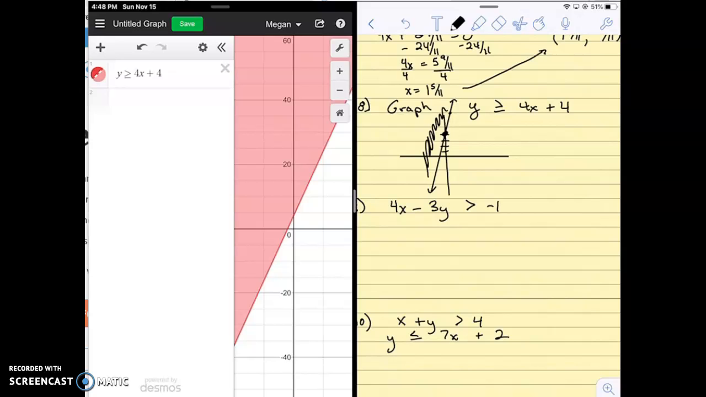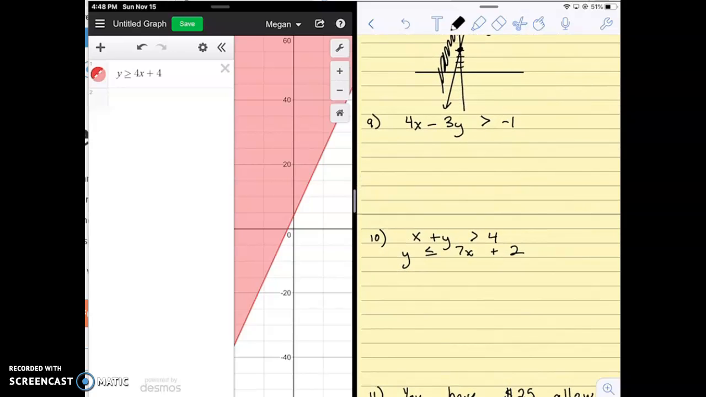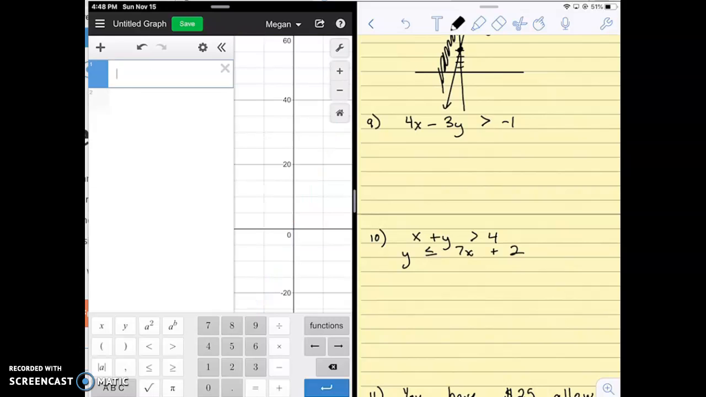And here we are with video number 2. So for the next question, again, what I want to know is, can you program it into your Desmos appropriately and then pick the picture that matches? 4x minus 3y. Now check out this symbol. This is just greater than, right? So just regular greater than, -1.